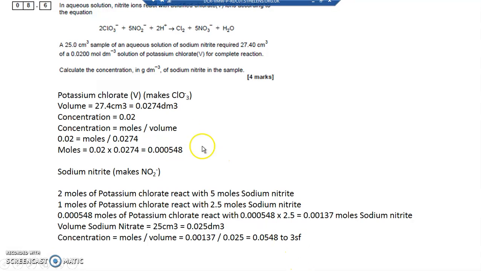0.0548. I've put it to 3 significant figures because the other values seem to be to 3 significant figures. Mostly I've got 4 significant figures there, but I've got 3 significant figures elsewhere. So I'm going to go with 3 significant figures. 0.0548.